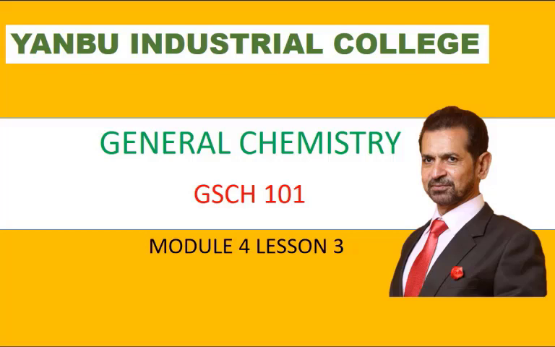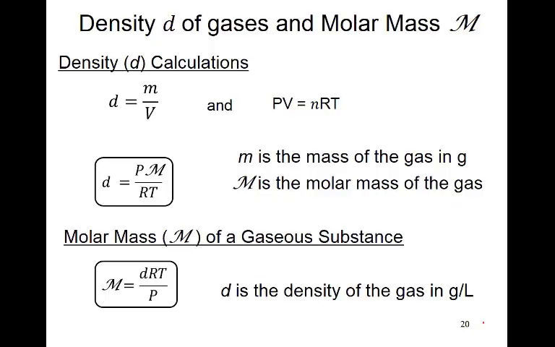We were learning the chapter of gases. This is lesson number 3 about the density and the molar mass of gases. The relationship between the density of gases and molar mass is represented by this equation. Density is equal to MP over RT.